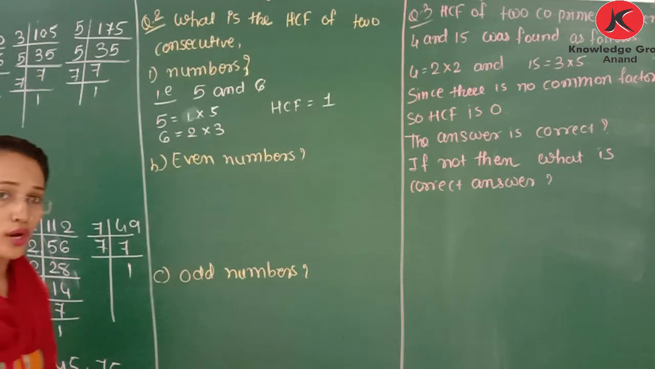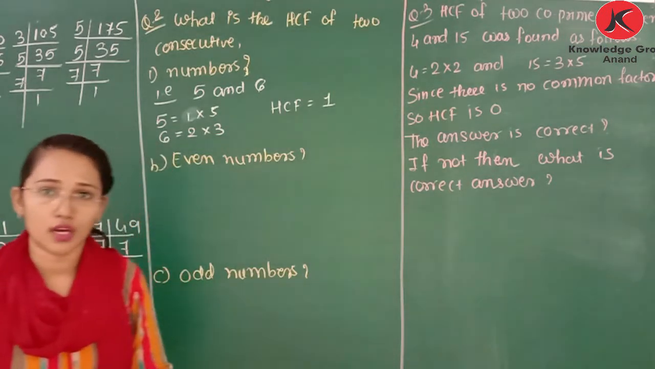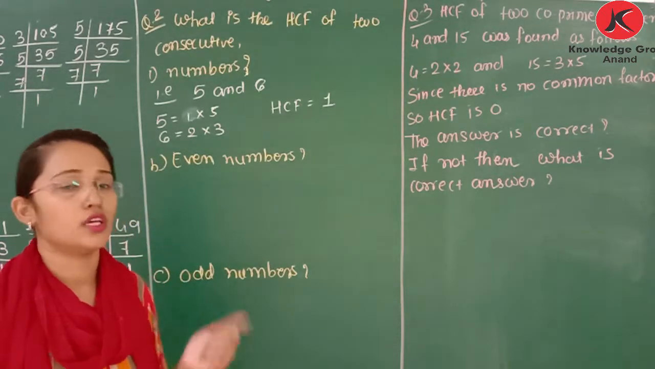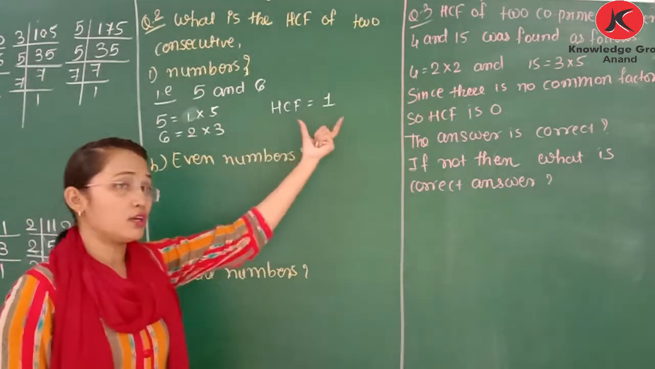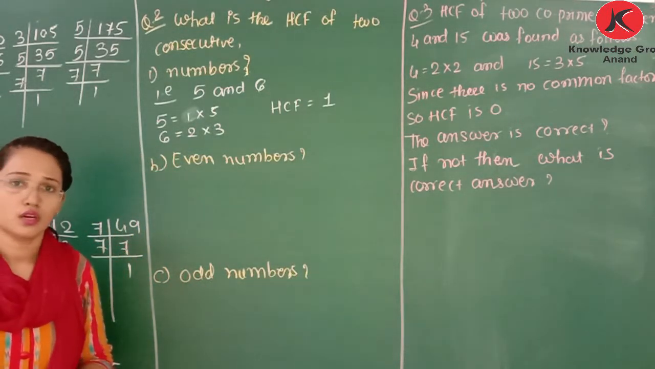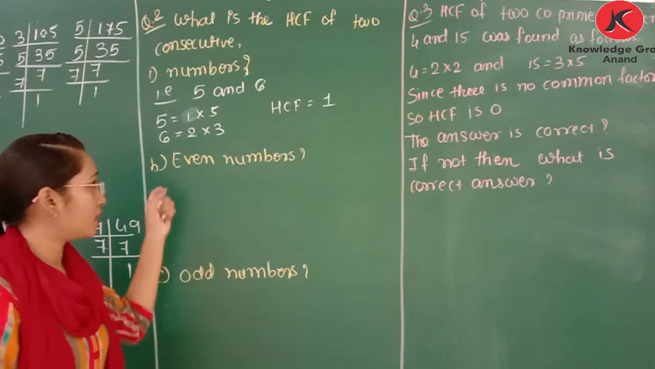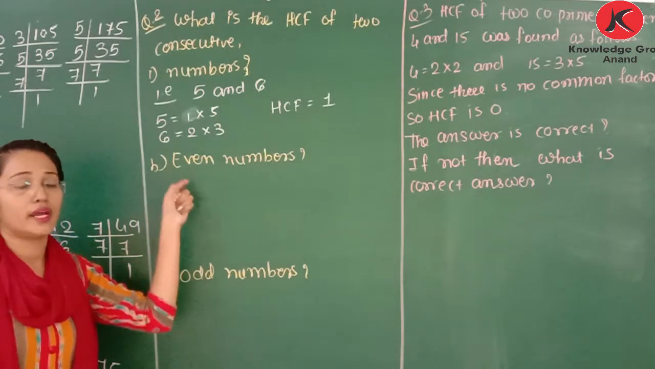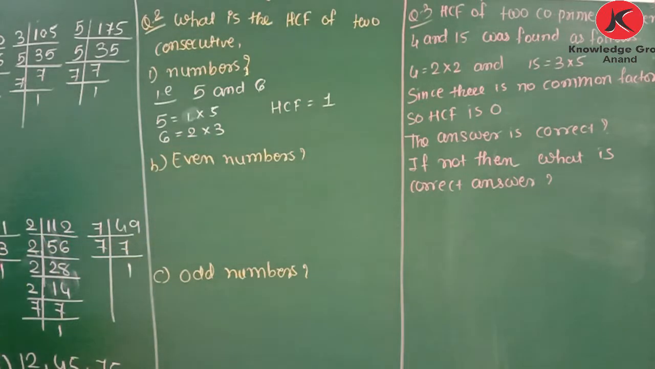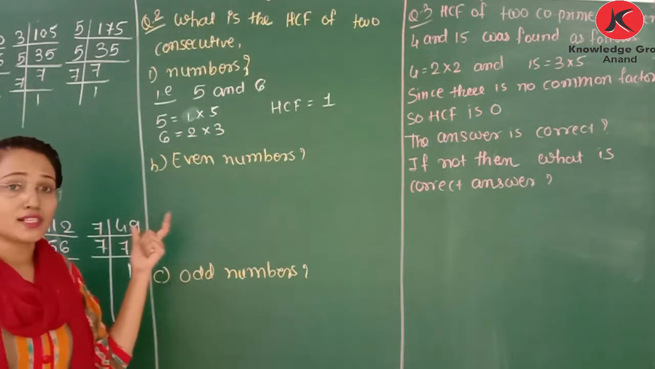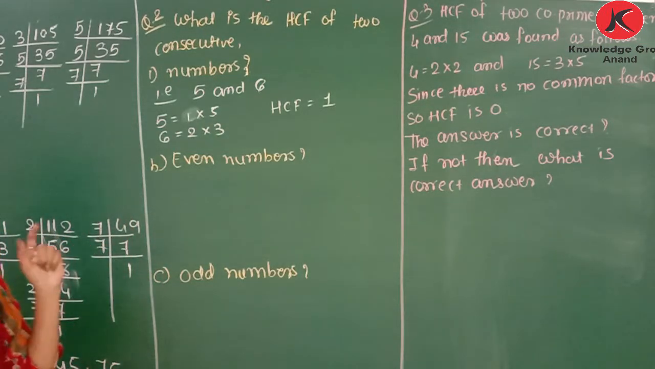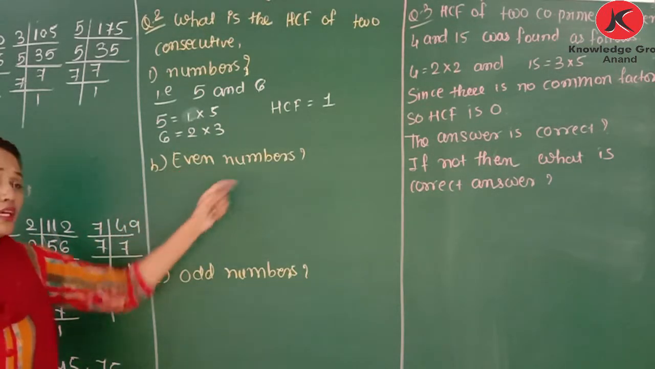You can take one more example, 20 and 21. If you find the factors of 20 and 21, the HCF also gives 1. That's why the HCF of two consecutive numbers is 1. You can take any example; here 5 and 6 are taken, you can take 10, 11 or 12, 13, then it gives HCF 1. So this can be asked as a blank: what is the HCF of two consecutive numbers? That is 1.